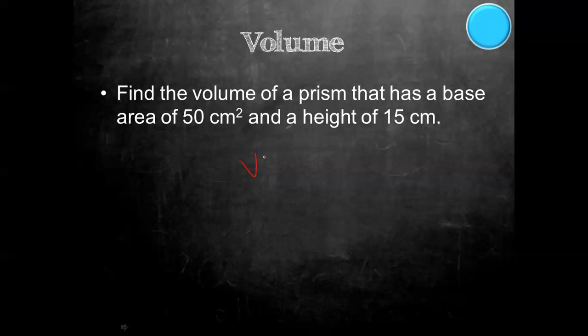So we want to find the volume of a prism that has a base area of 50 centimeters and a height of 15 centimeters. So B stands for area of the base, so we already have that, which is 50, and then times the height. So all we have to do right here is take 50 times 15, and that's going to give us 750 centimeters cubed.